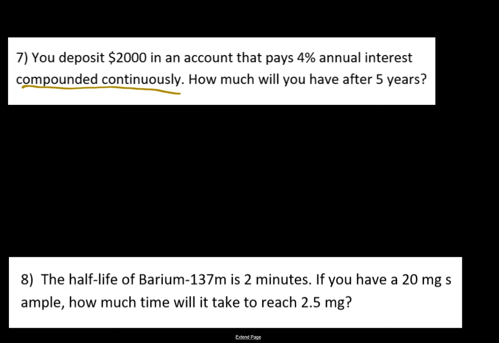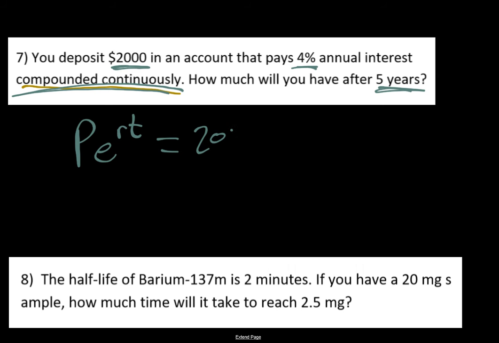you see compound continuous. So this is different, compound continuously. Compound continuously means use this formula. So here you deposit 2,000, 4% interest rate, and time is 5 years. So my principal would be 2,000. I'm going to plug E into the calculator, and again 4% as a decimal is 0.04, and the time is 5. And so I'm just going to plug that into the calculator.